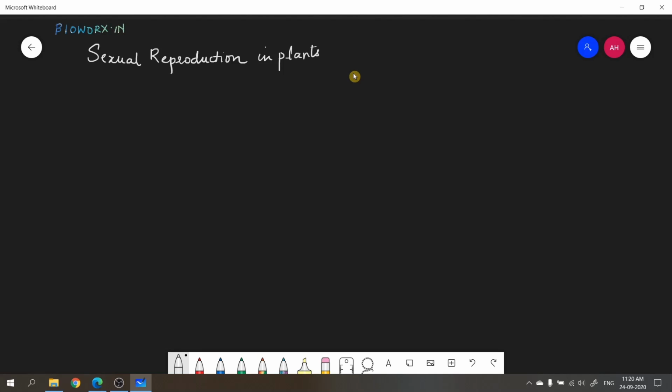So just to make a note, sexual reproduction in plants involves fusion of gametes. We all know that gametes are nothing but the sex cells, or the cells that are involved in reproduction. So during sexual reproduction, there is fusion of gametes. But of course, there is a time during which plants are able to produce gametes. When the plants reach maturity, they are able to produce the gametes.